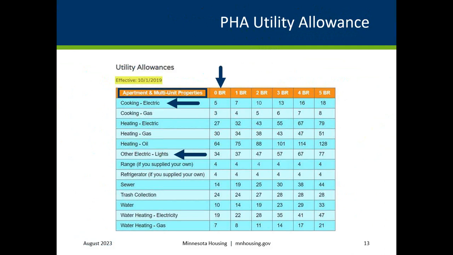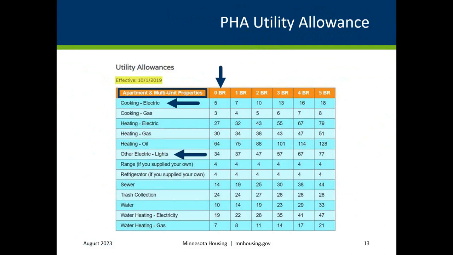Based on these figures, the UA for a zero-bedroom unit is $39 per month starting on 10/1/2019. $5 for cooking electric plus $34 for unit other electric lights, which also includes electric appliances and anything plugged into an electrical outlet. If the rent limit is $600 and the UA is $39, the owner cannot charge a tenant more than $561 per month for rent.